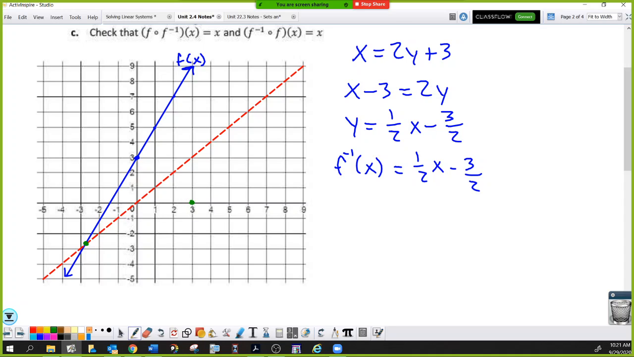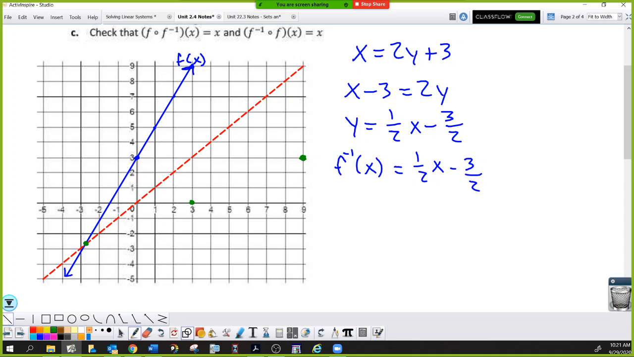And since you have 2 dots, that is enough to connect them. But we might as well find a couple more, just for funsies. How about this one way up here? That one looks good. At 3, 9 will become 9, 3. And that is way more than enough to connect these dots and draw f inverse of x.